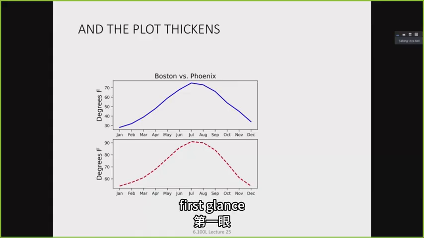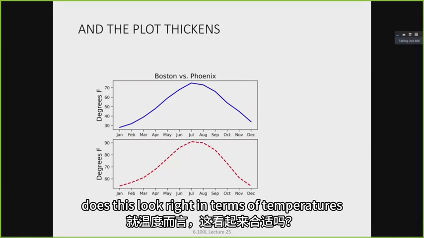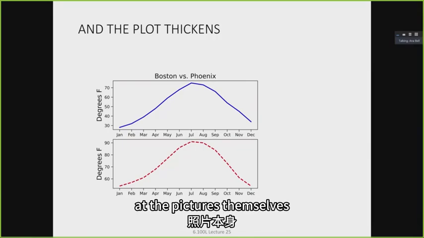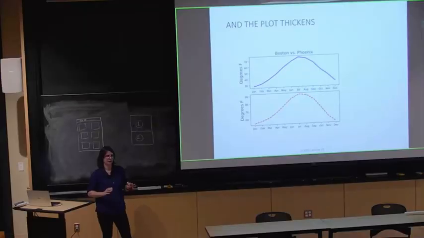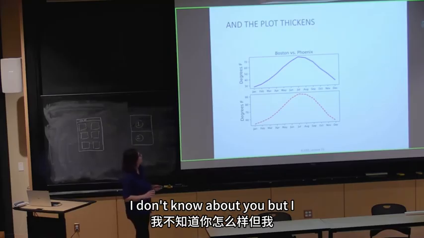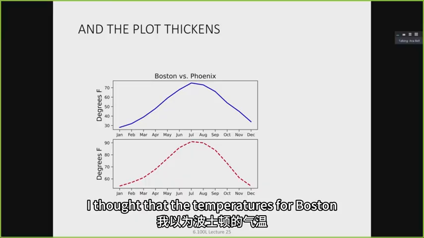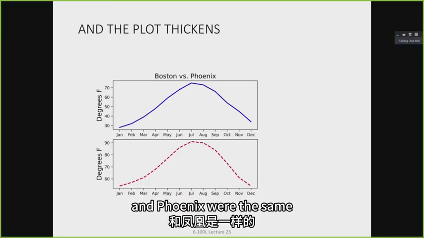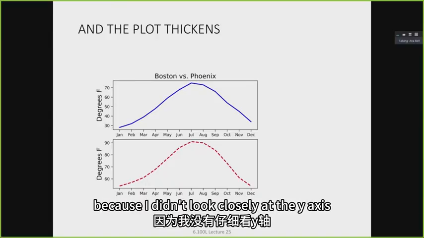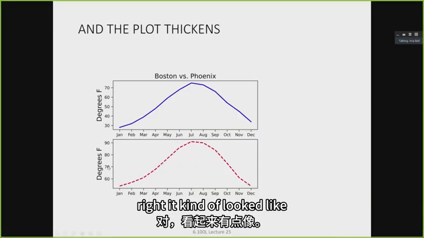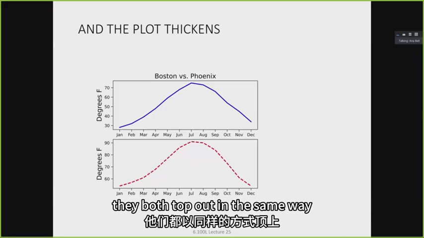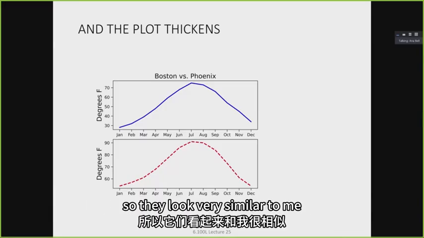At first glance, does this look right in terms of temperatures? Like if you're just to look at the pictures themselves. I don't know about you, but at first glance, I thought that the temperatures for Boston and Phoenix were the same because I didn't look closely at the y-axes, right? It kind of looked like, hey, they both bottom out in the same way, they both top out in the same way, so they look very similar to me.